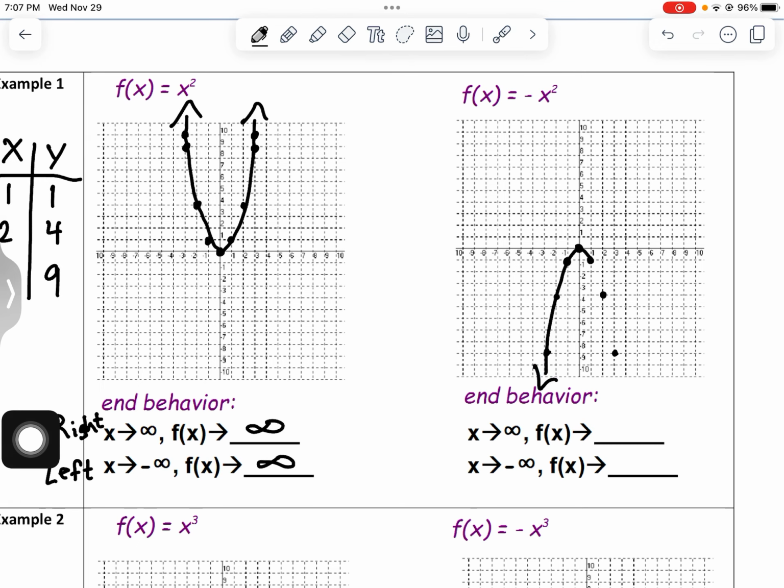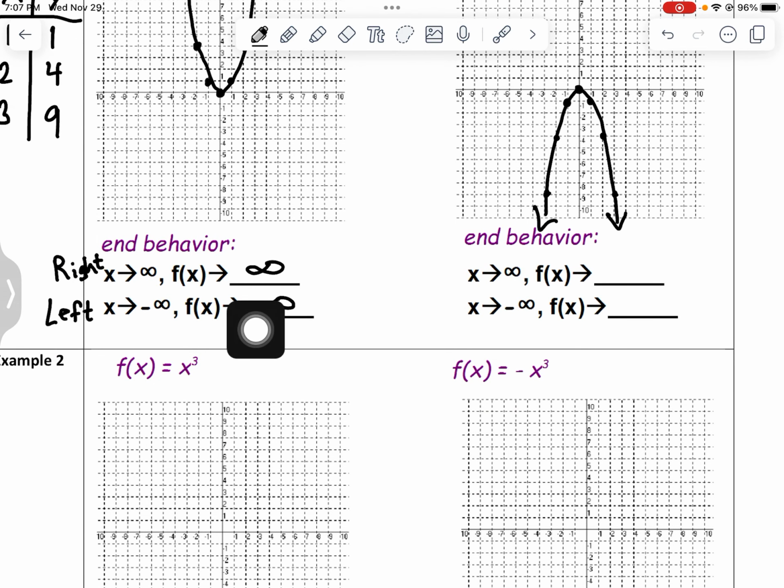All right, so again, as x goes to the right, so we're thinking right for this one, left for this one. Here, it looks in both directions. Whether I go to the right, it tends to go down, or if I go to the left, it also goes down. So then this is negative infinity. That's how we represent when the direction's going down.